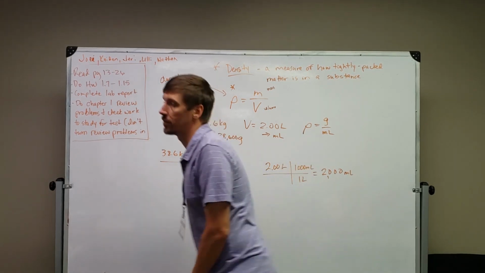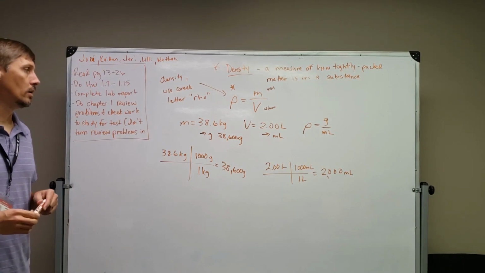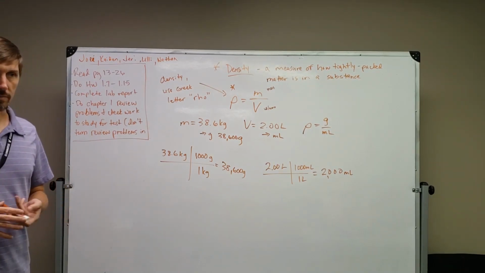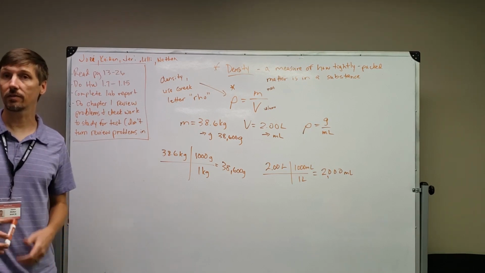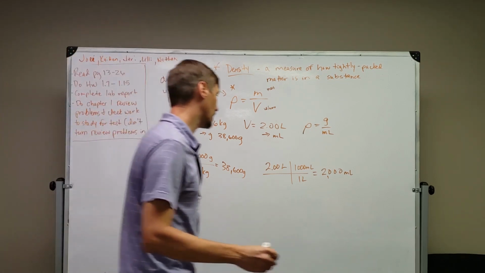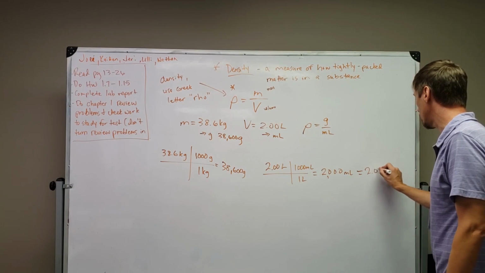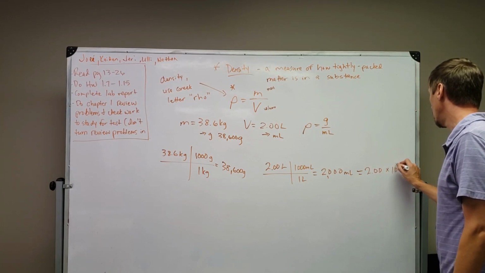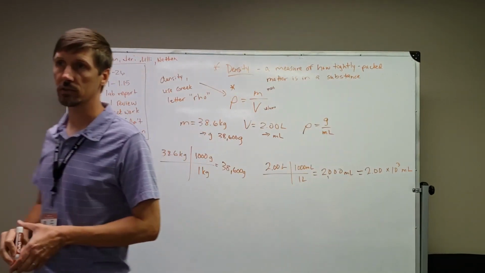Now, is that measurement correct? That one is not. No. It's not correct because we don't have the correct number of significant figures. So how did we learn to represent a number like that with the correct number of significant figures? Scientific notation, right? Use scientific notation. I need 3 significant figures, so if I rewrite this as 2.00 times 10 to the 3rd power milliliters, now I've got the correct number of significant figures.